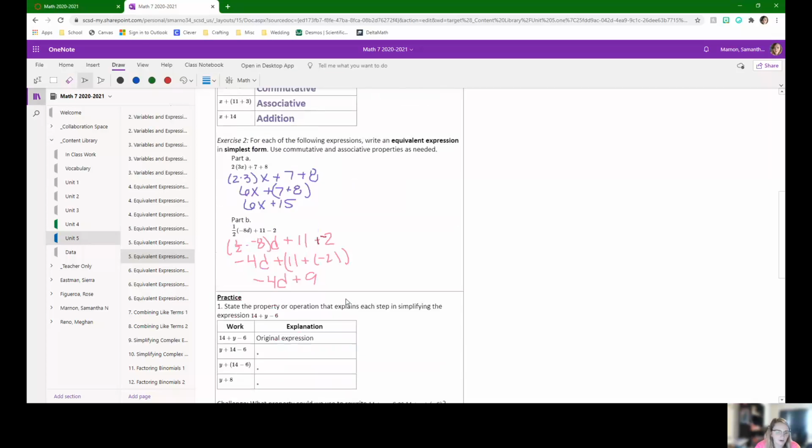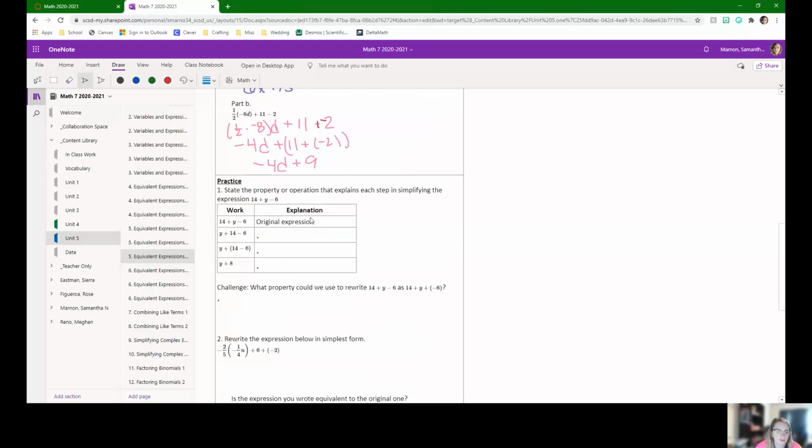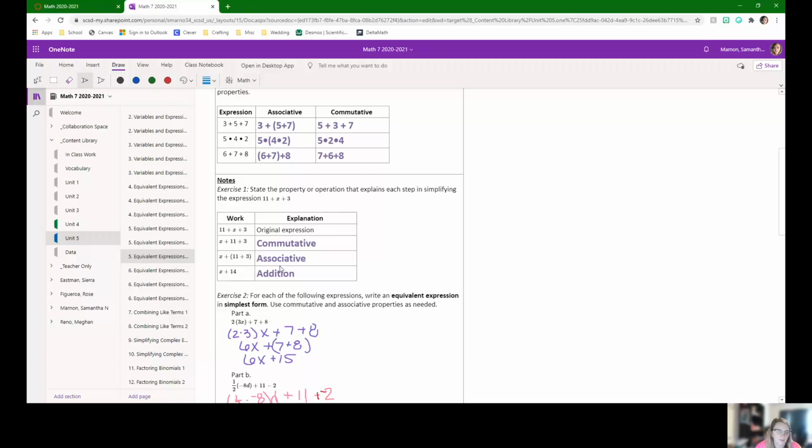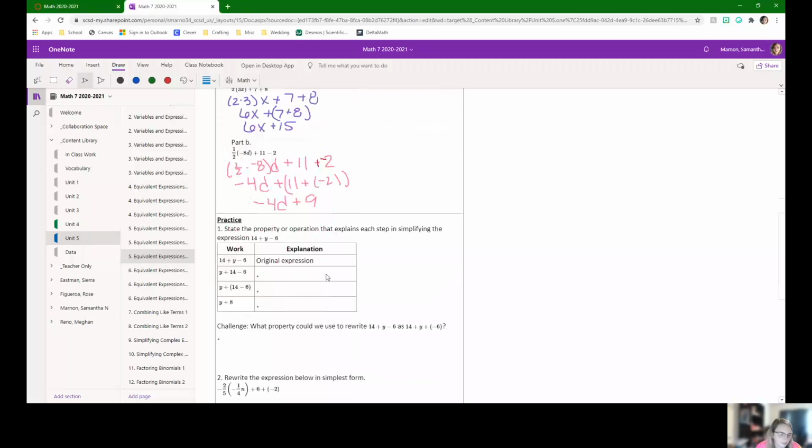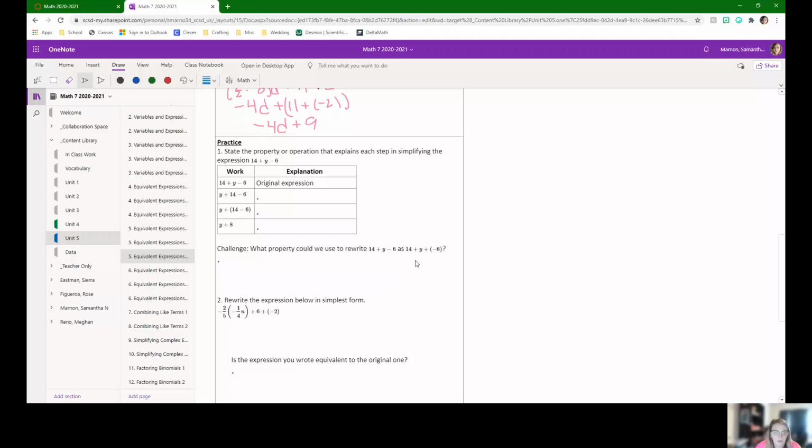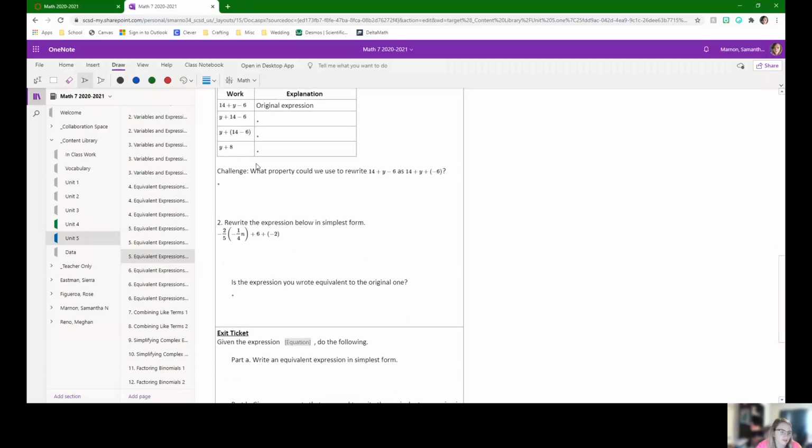So now all you have left to do is a practice. So number 1 is just like this first problem up here where we had to label it with the properties. And then it's asking what property takes you from y minus 6 to y plus negative 6. We talked about it quite a bit the other day in class. See if you can remember what property that is. That's your challenge for this.